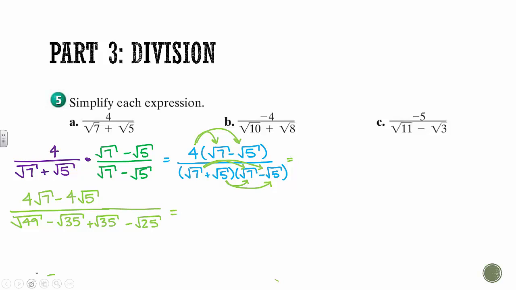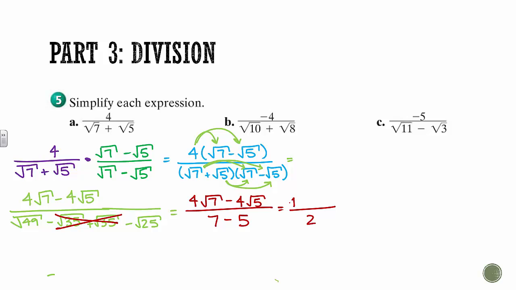So the top we can't do anything with, so let's just rewrite it. On the bottom, middle terms cross off. We have positive and negative square roots of 35. But on the bottom, square root of 49 is 7, and square root of 25 is 5. This gives us 2 in the denominator. 2 is awesome in the denominator because it's not a radical, which is what we want.